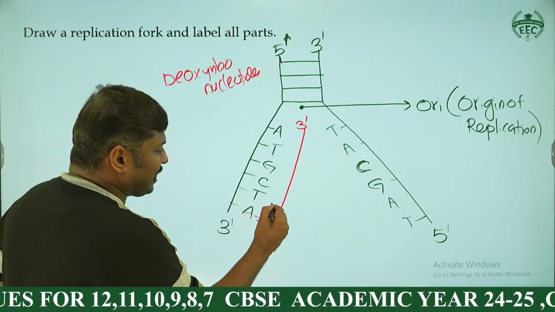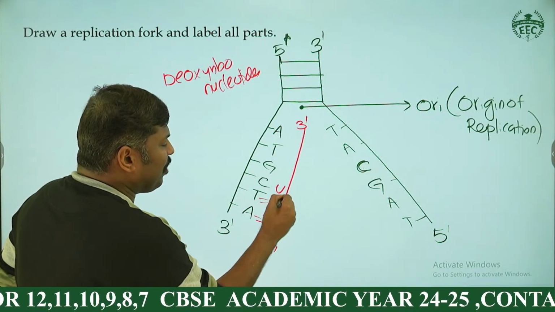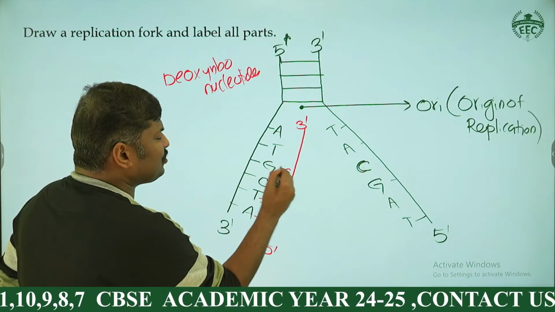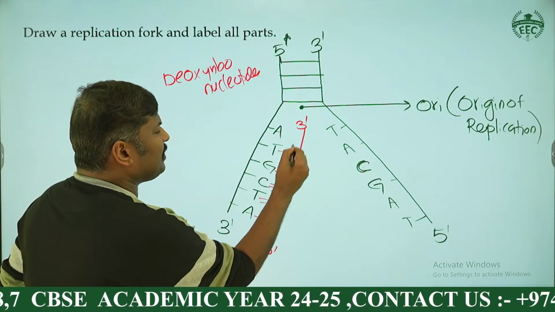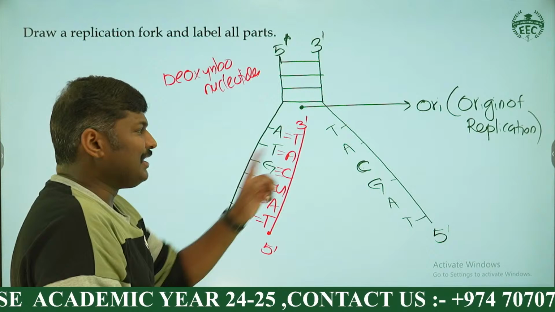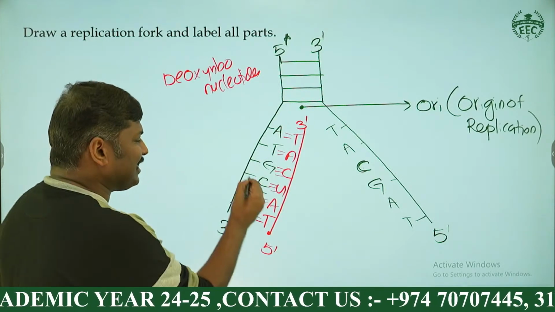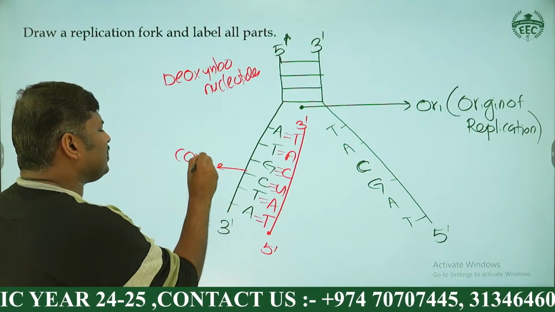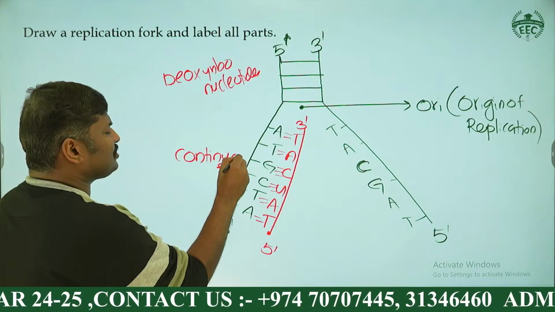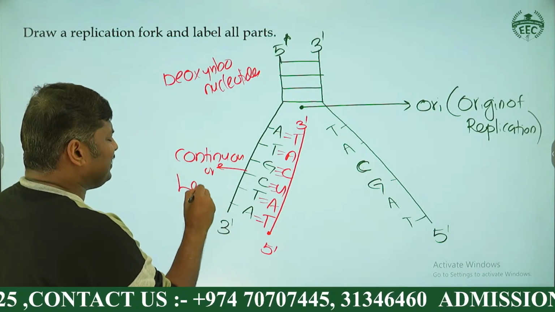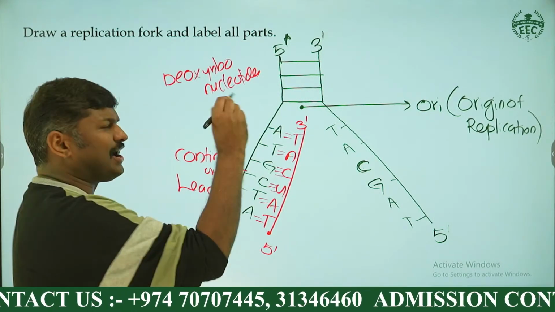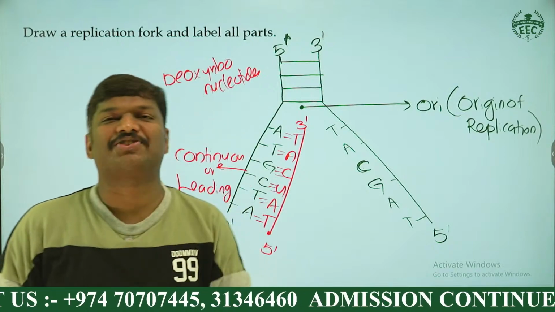And here the next one is coming: adenine with double bond, guanine with triple bond, cytosine with triple bond, adenine with double bond, thymine with double bond. Here you can see this is a continuous strand. What do we call this? Continuous strand, my dear student. The continuous strand is also called by one more name. What is it? Leading strand.